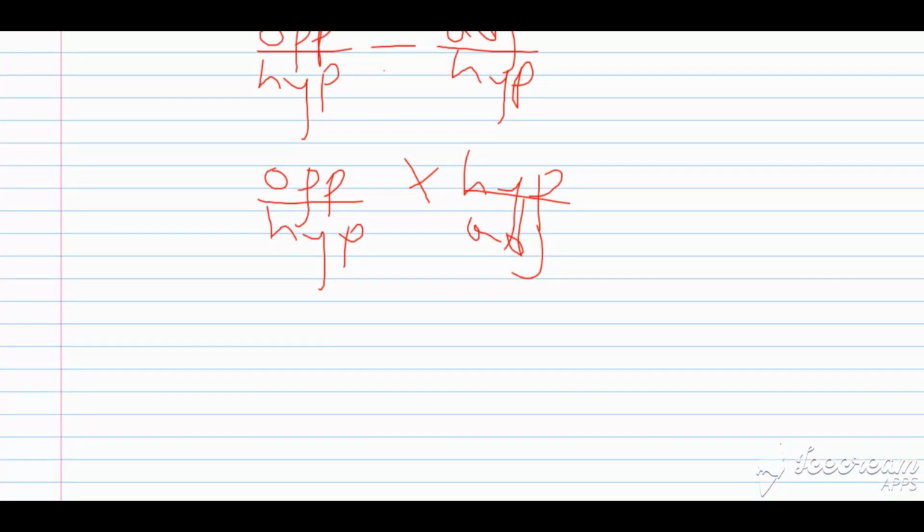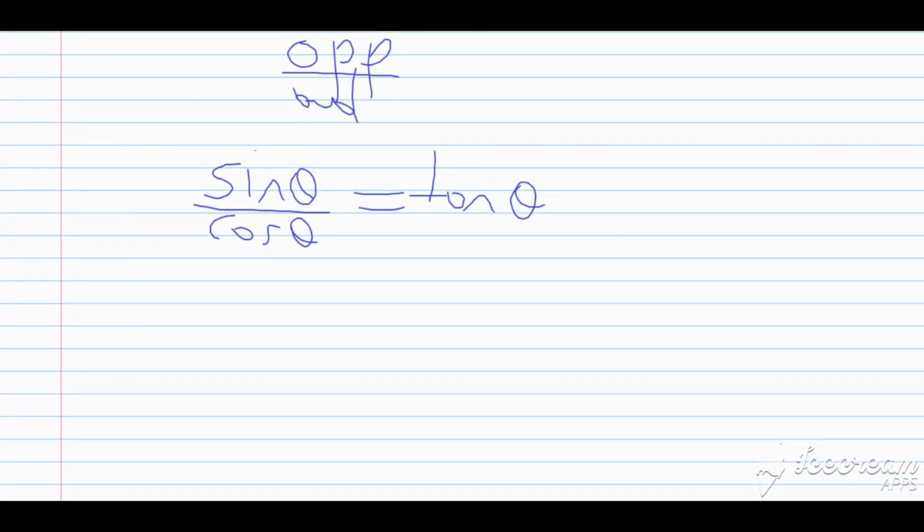Now, what happens here? The hypotenuse will cancel out, so we end up with opposite over adjacent. And we know opposite over adjacent is really tangent. So what we're saying here is that sine theta over cosine theta is equal to the tangent of theta. And that is our first trig identity.